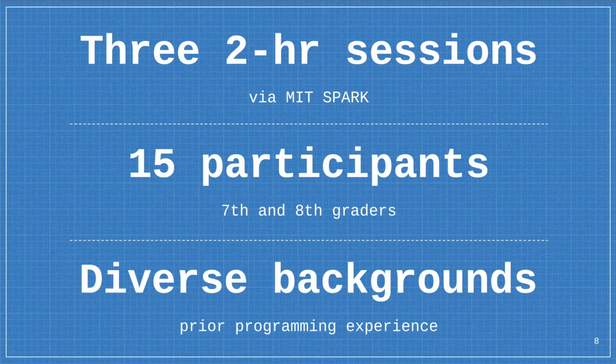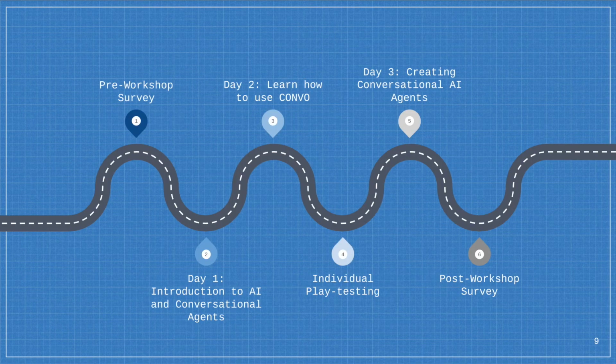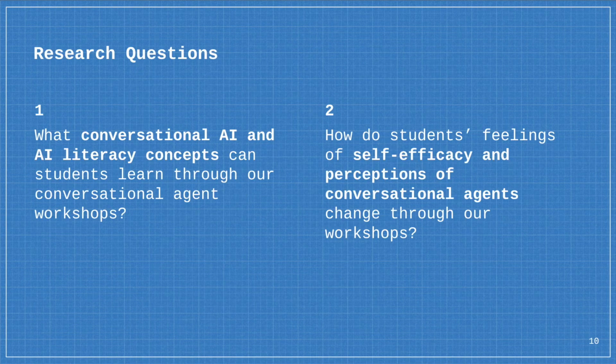To test our prepared curriculum in CONVO, we held a series of 3 2-hour-long workshops over consecutive Saturdays. The workshops were held for 15 students, all within the 7th and 8th grade. Through pre- and post-workshop surveys, we wanted to investigate 2 main research questions. The first was, what conversational AI and AI literacy concepts can students learn through our conversational AI workshops? And the second was, how do students' feelings of self-efficacy and perceptions of conversational AIs change through our workshops?